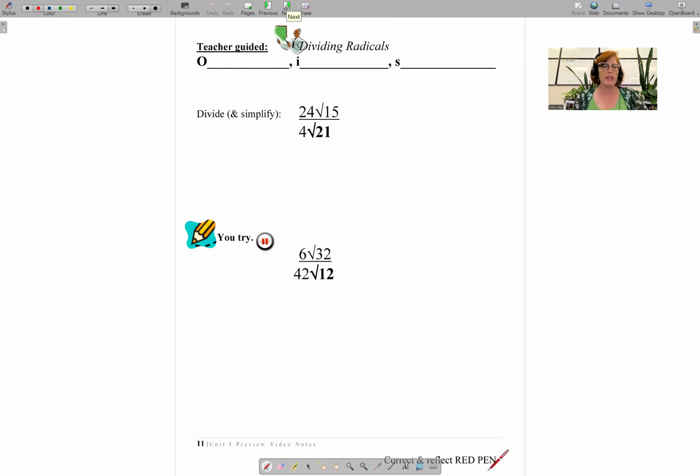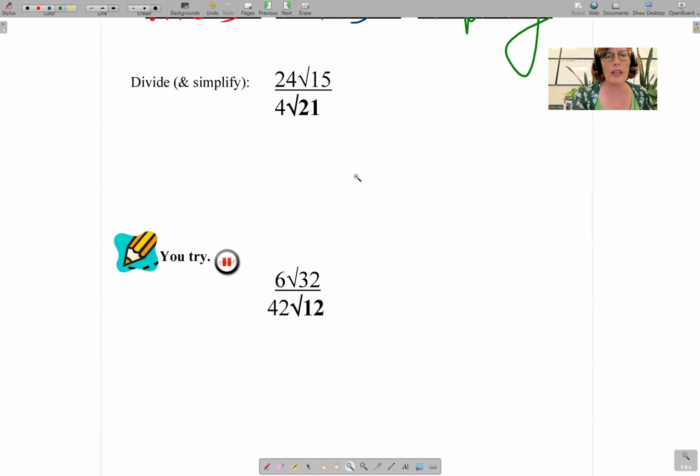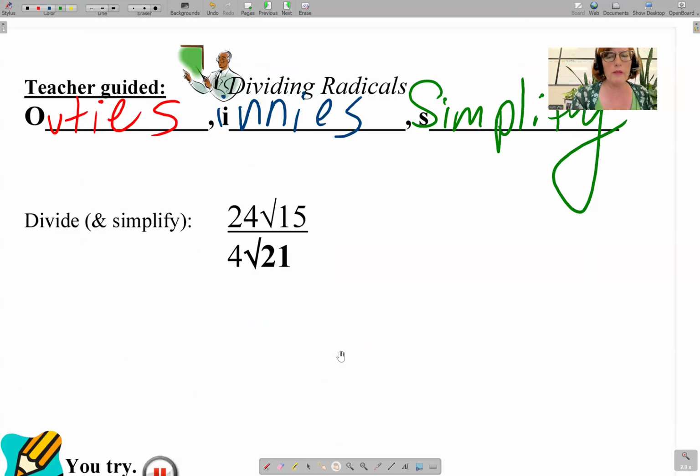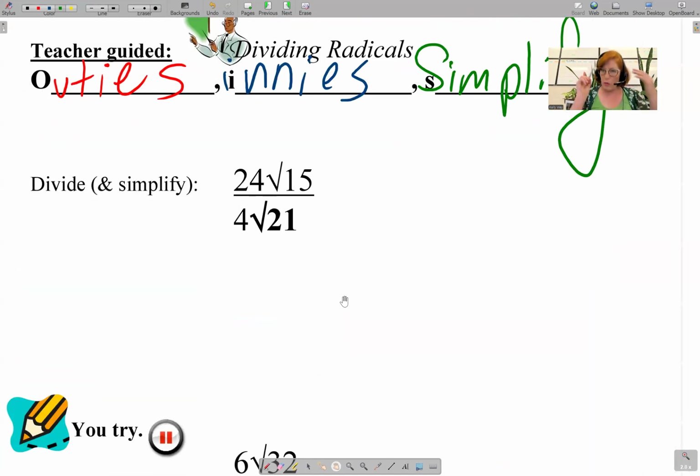Last page for dividing radicals. Outies, innies, simplify. Outies, innies, simplify. Outies, innies, simplify. Ready? Okay, now we're dividing radicals.